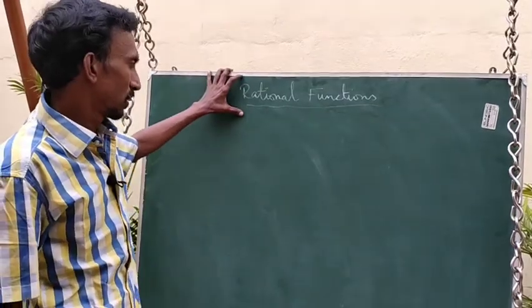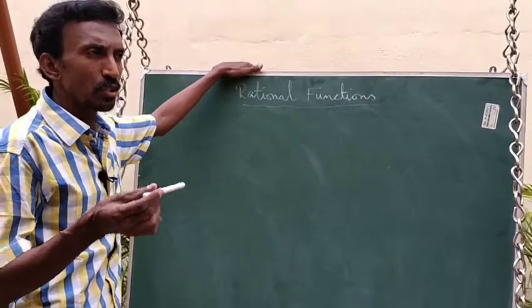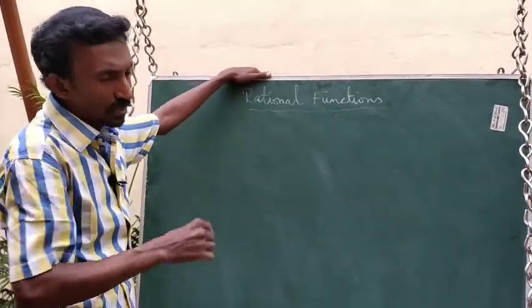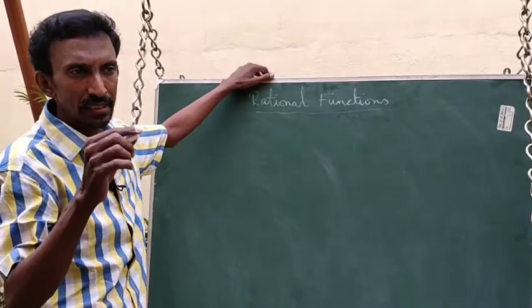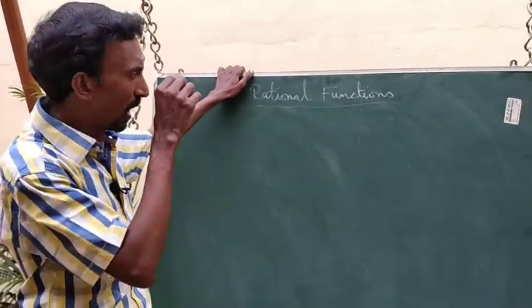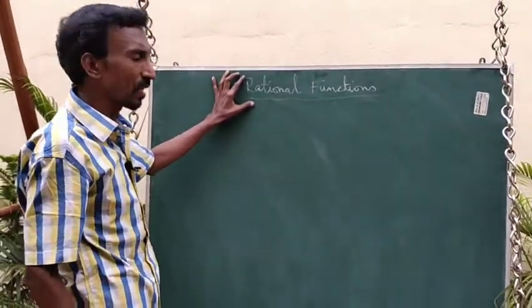So here the topic is rational function. The main aim is to solve the rational inequalities. Already it is present in the first chapter. A function is defined as f of x equal to p of x by q of x, where p of x and q of x both are polynomials. Then it is called a rational function.